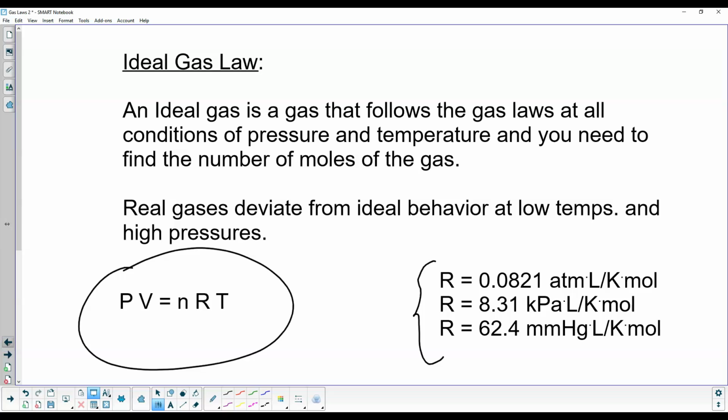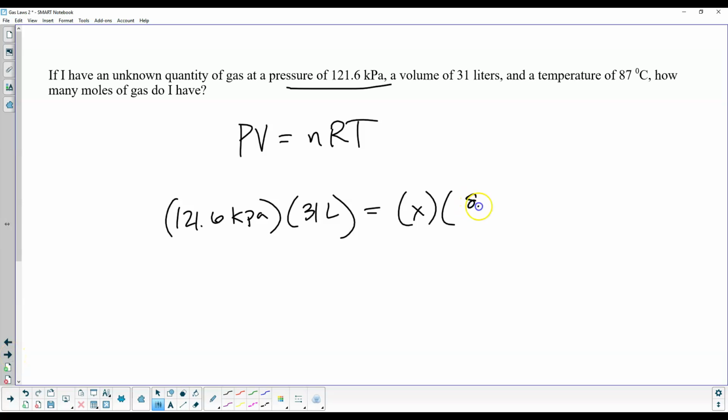So you go back and look at it. It's this one, the 8.31. So we're going to say 8.31 kilopascal liter per mole Kelvin. And then temperature is 87 Celsius, so you have to take 87 plus 273 because it has to be Kelvin. When you do so, that should be 360 K.